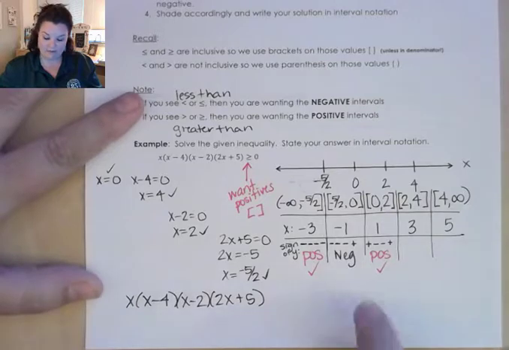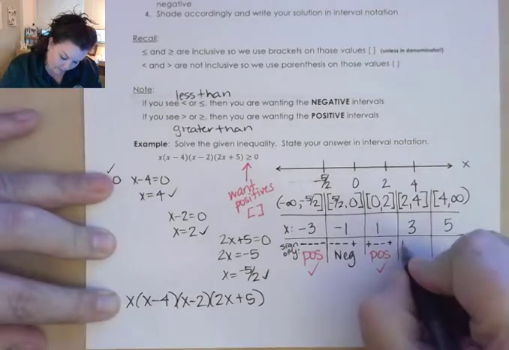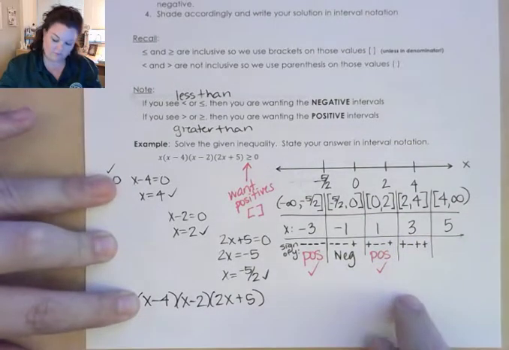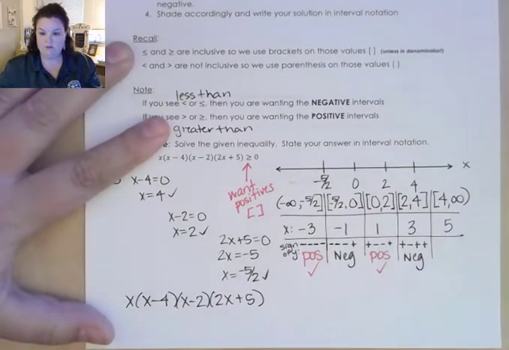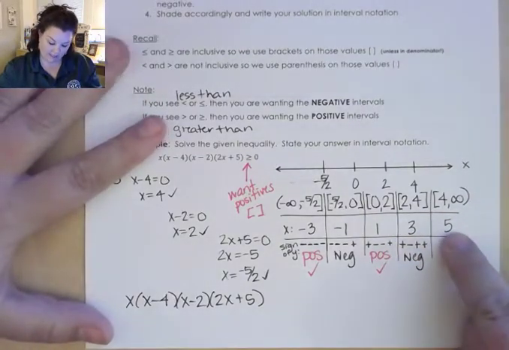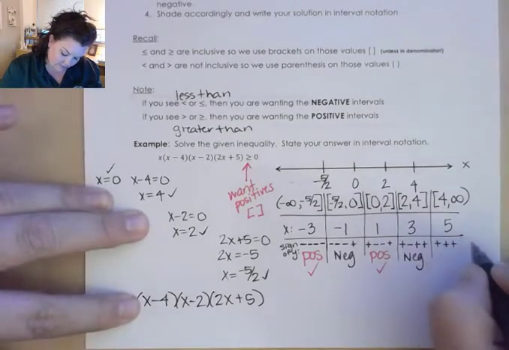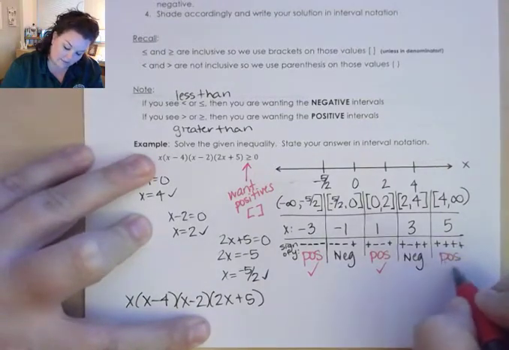Okay, and then I keep going. I'm going to plug in 5 and 3. So when I plug in 3, I'm going to get a positive, a negative, a positive, and a positive. So 3 positives and a negative make this a negative interval, right? And then when I plug in 5, 5 is going to give me a positive, a positive, a positive, and a positive. So that's going to give me a positive interval.